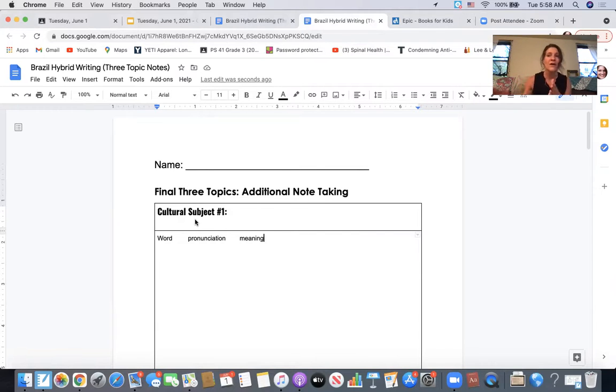Now, remember, you've already done a little bit of research and dabbled in all of these cultural topics, and you're choosing three of them so that when you write your story, you're going to incorporate this in so that you can teach readers about Brazil in some aspect.